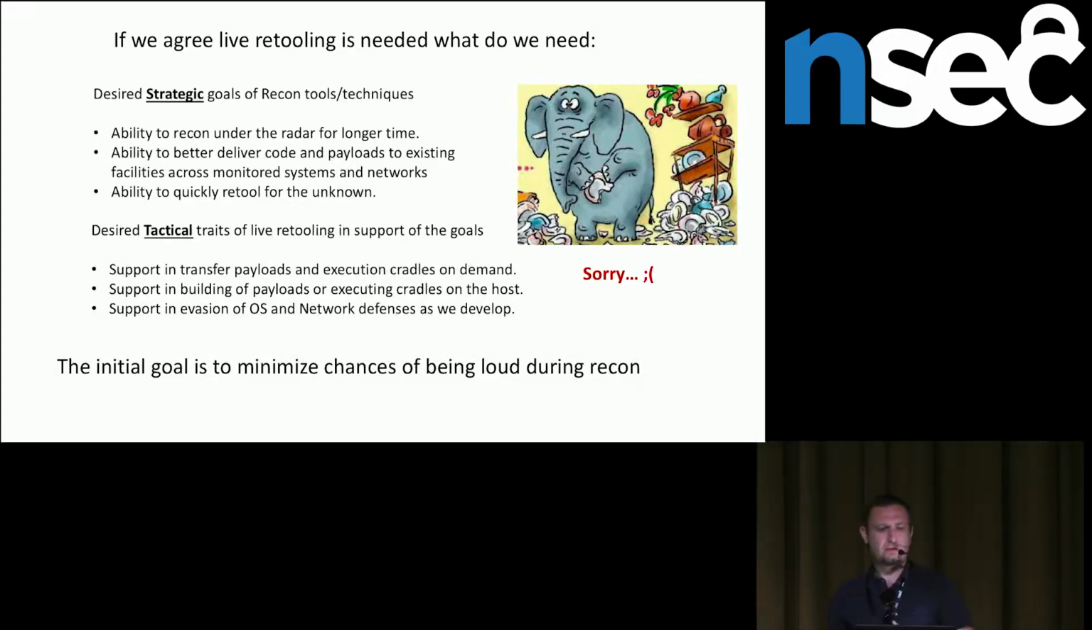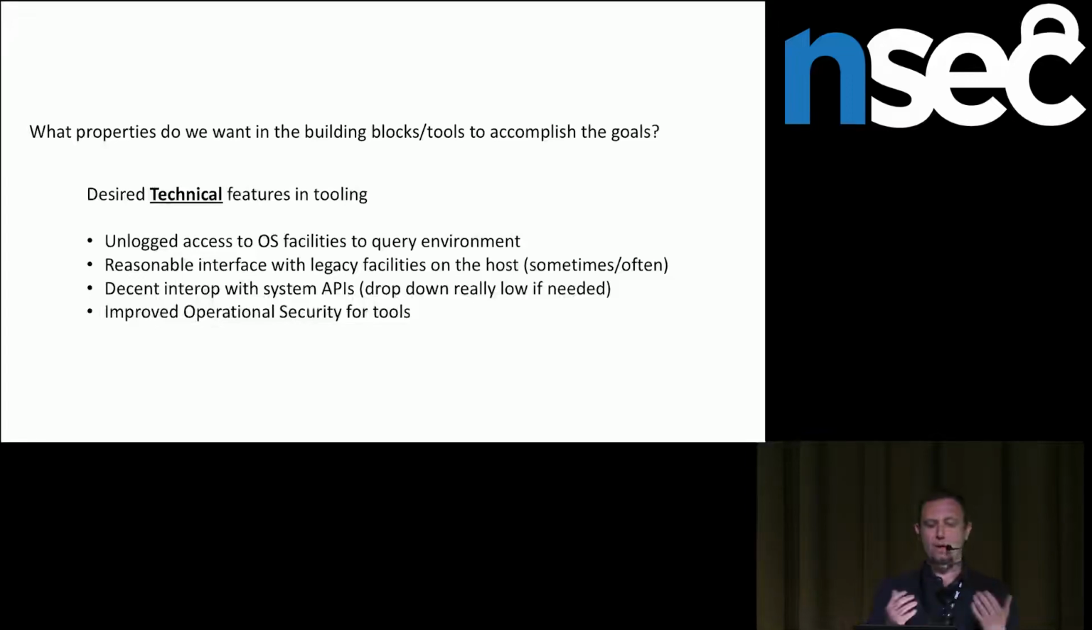Once we agree to that, we start building this, right? What are the properties that we need to accomplish the goals that we set out to accomplish? So from the technical standpoint, you want to avoid logs, right, on the operating system facilities. You may need to get to a reasonable interface with the legacy or unmanaged layer, right, of the operating system. You may have a decent interop with OS and APIs that exist on that machine. And obviously, you always need to keep your operational security for your tools.